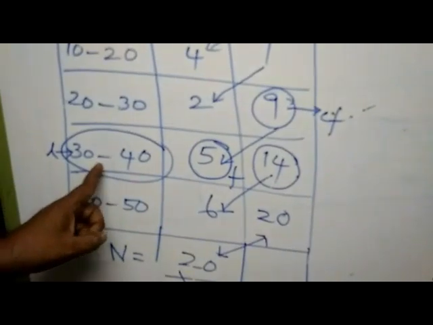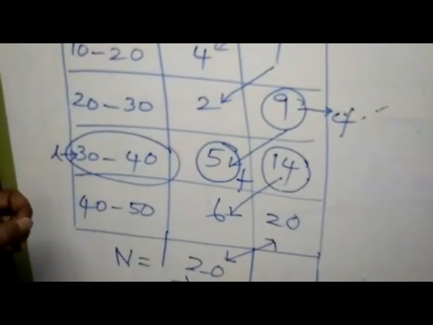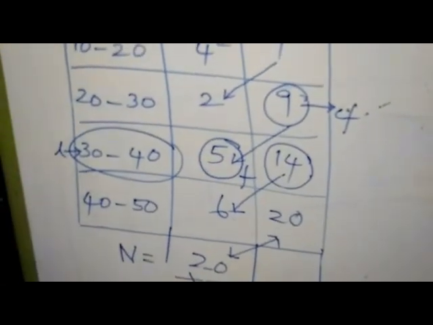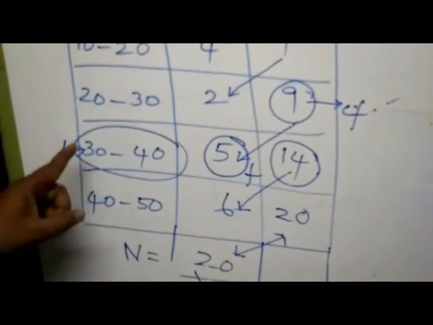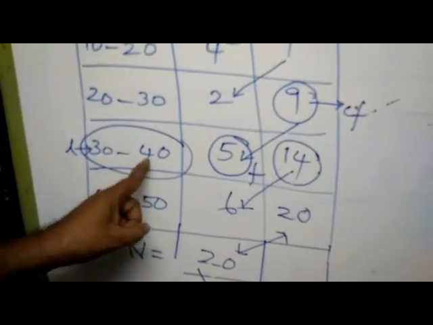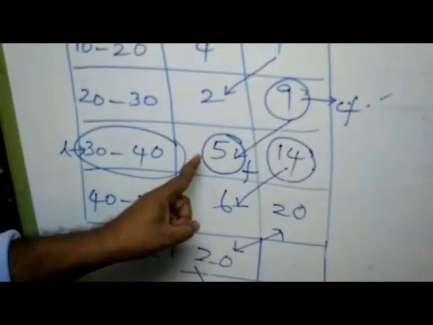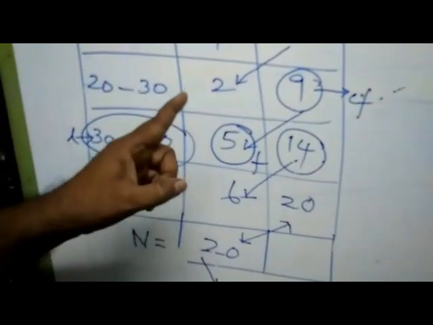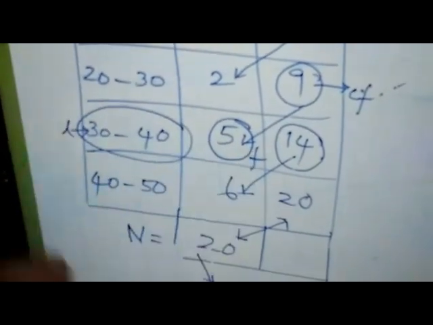That corresponding class is nothing but the median class. Median class is equal to 30 to 40. So in that only frequency, for that frequency only, small f.